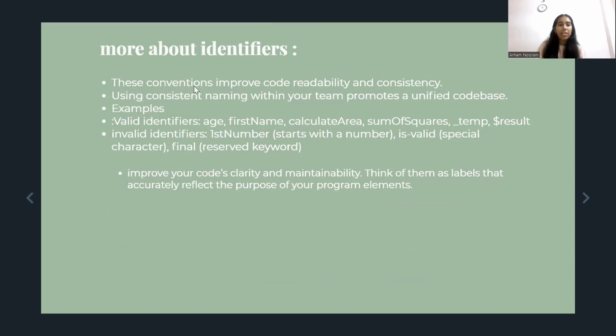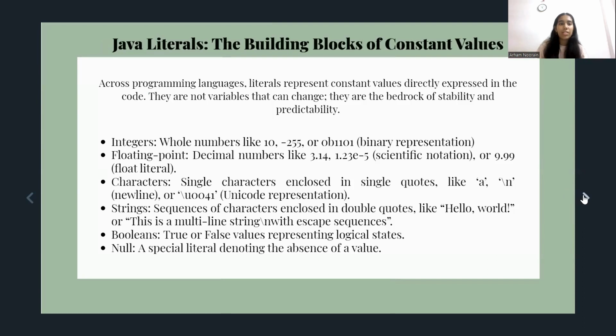More about identifiers. Naming conventions improve code readability and consistency. Using consistent naming within your team promotes a unified code base. Valid identifiers improve your code's clarity and maintainability. Think of them as labels that accurately reflect the purpose of your program elements.